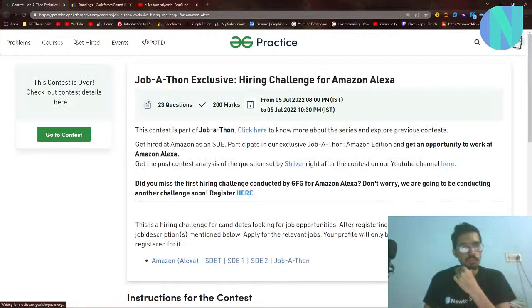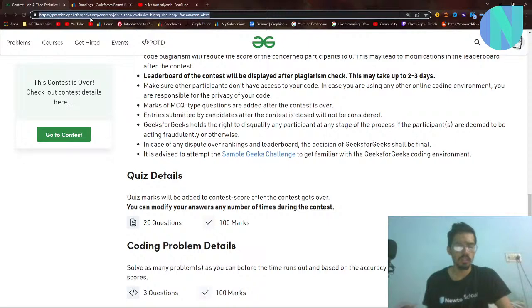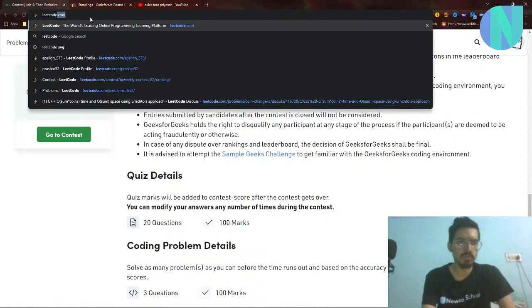So that is it for the following problem. I think the second problem was also easy, so I'm not going to look at that. We can now look at the LeetCode problems for today.